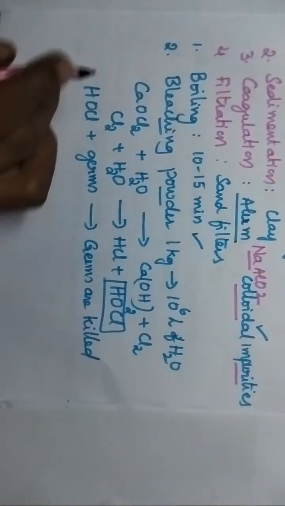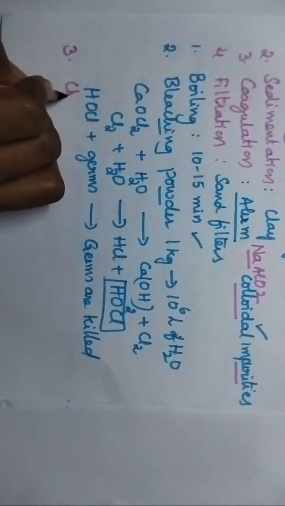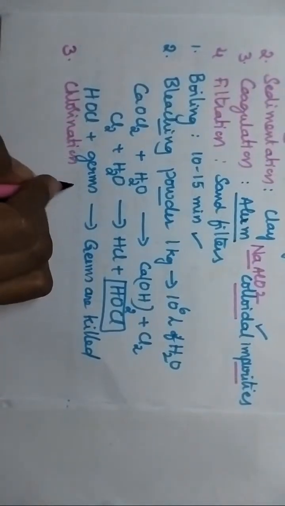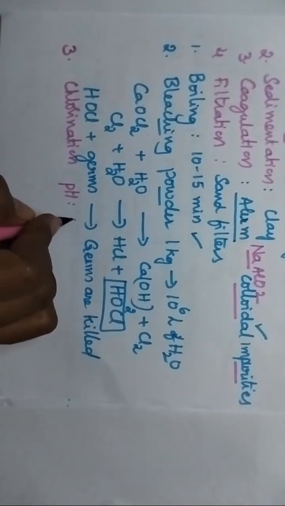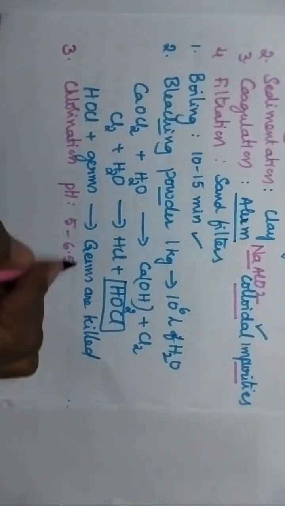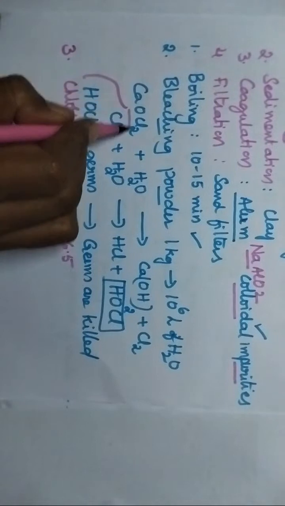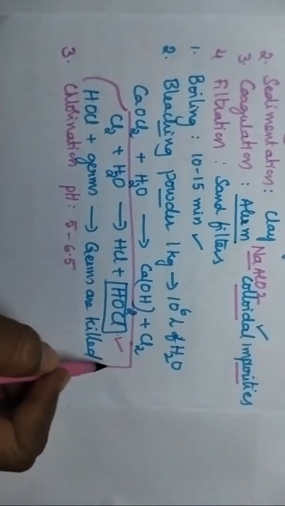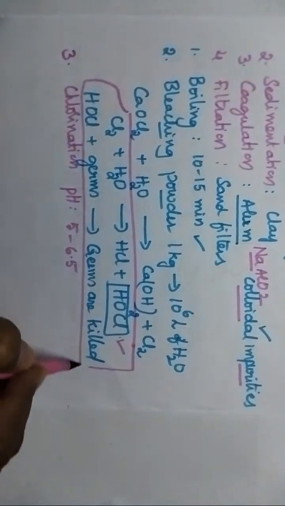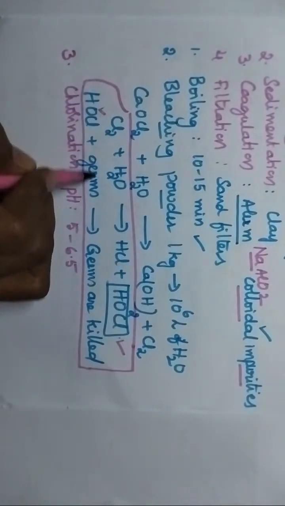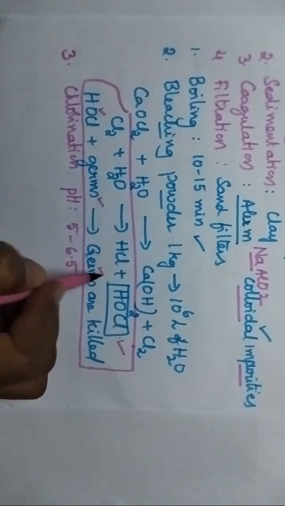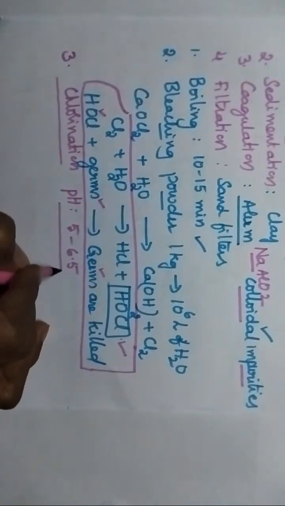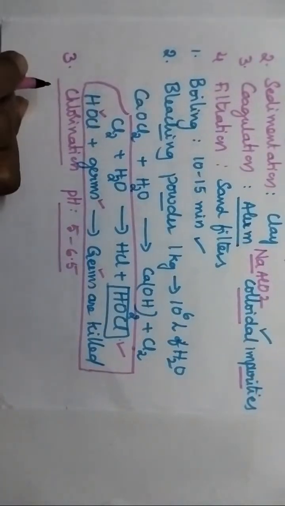Next method is chlorination. This chlorination method is highly effective if the pH is maintained from 5 to 6.5. Chlorination means whenever chlorine is added to the water, again it results in the formation of hypochlorous acid. Whenever hypochlorous acid is formed, it actively attacks germs and thus germs are killed. But chlorination is effective when the pH is from 5 to 6.5.